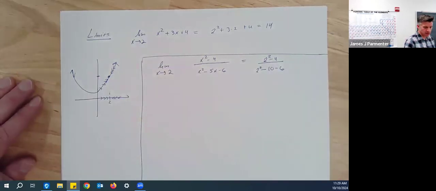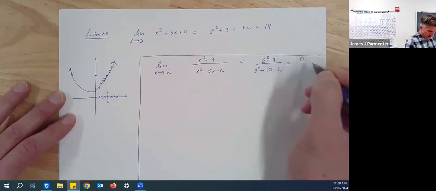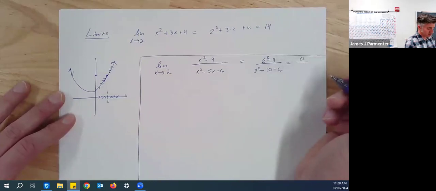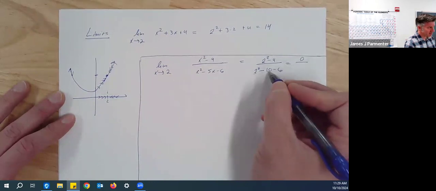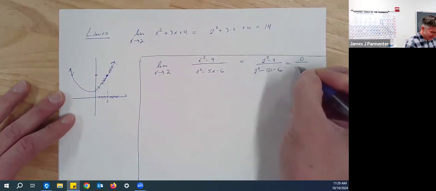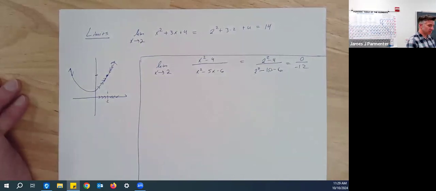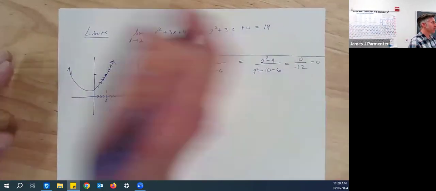All right, drum roll, please. In the numerator, we get 4 minus 4, which is 0. In the denominator, do we get 0? 4 minus 10 is negative 6. Minus 6 is negative 12. We definitely do not get 0 in the denominator. What's 0 divided by not 0? 0. We're done. That's the answer.